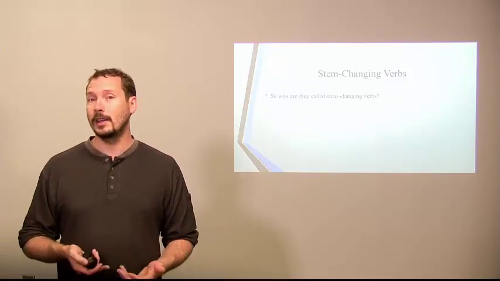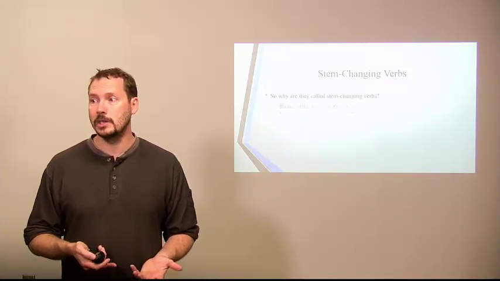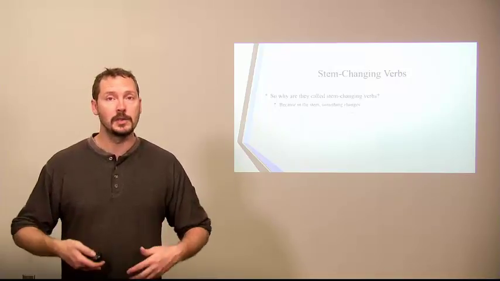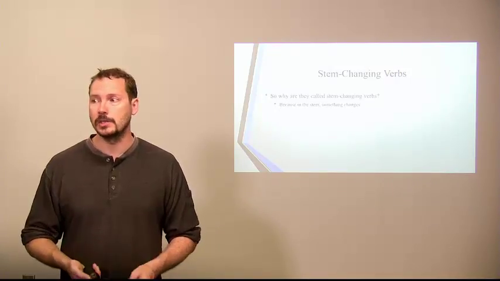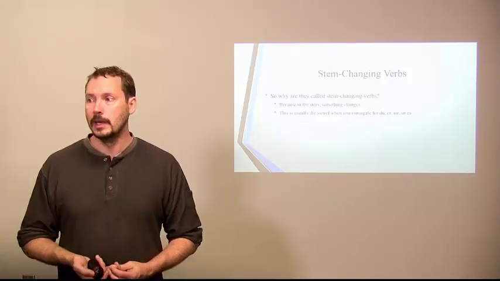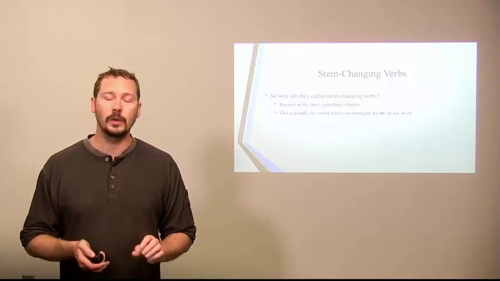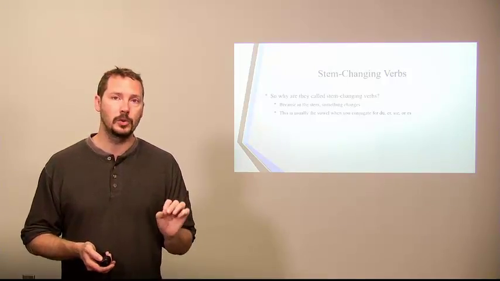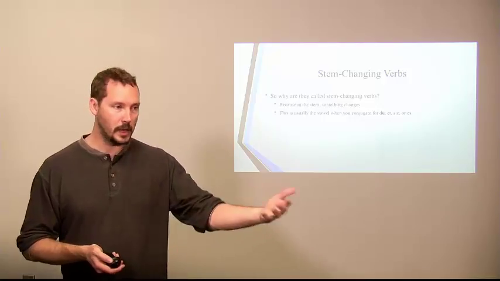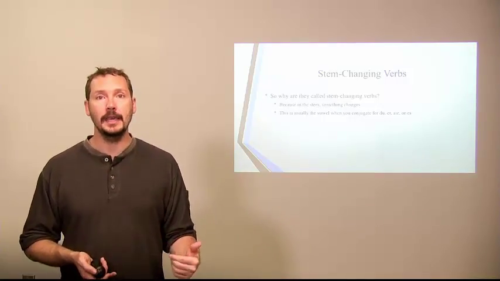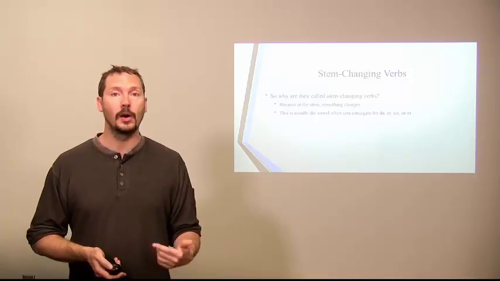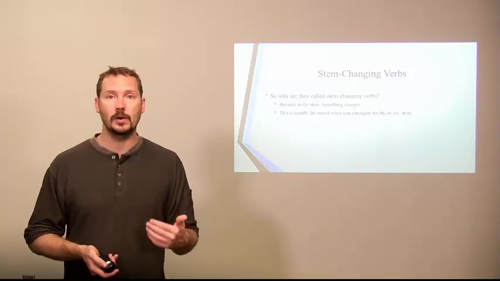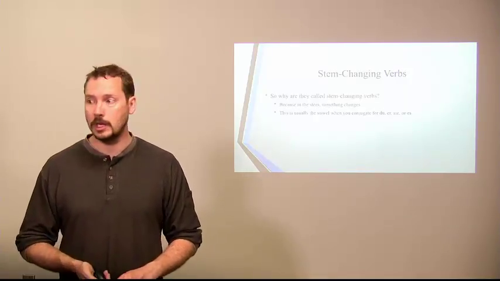So again, why are they called stem-changing verbs? As I just mentioned, because the vowel in the stem changes, and it's going to be the vowel typically. And this usually happens only when you conjugate for du, you singular, like hey you, er, sie, she, or es, it. So du, er, sie, or es. This is where you're going to see those stem changes.